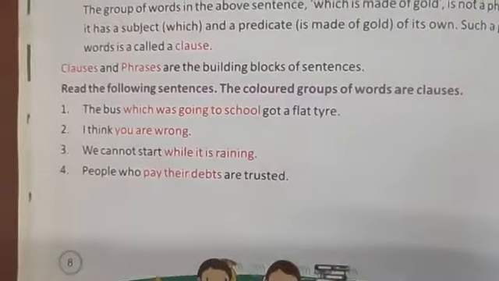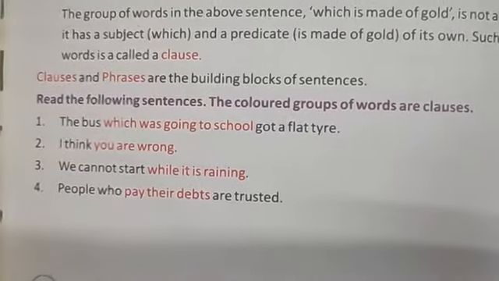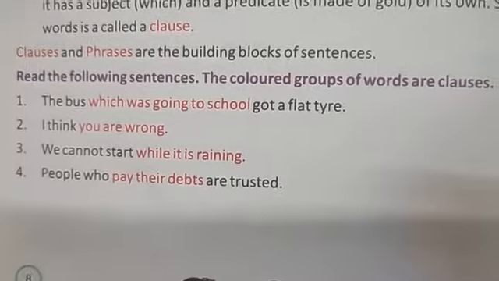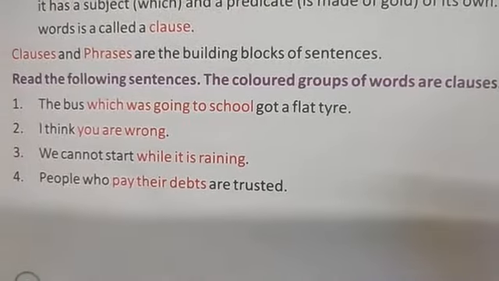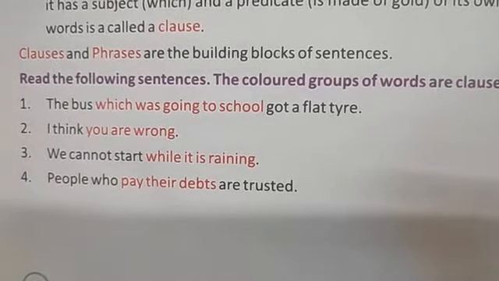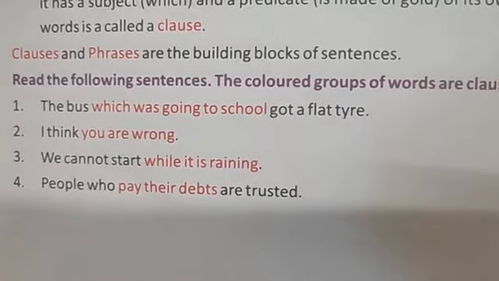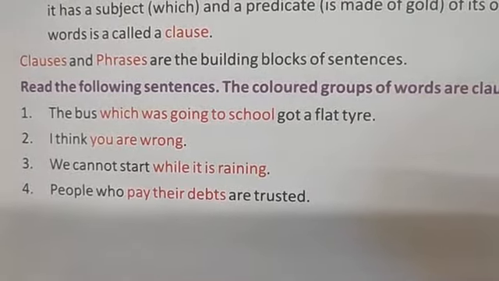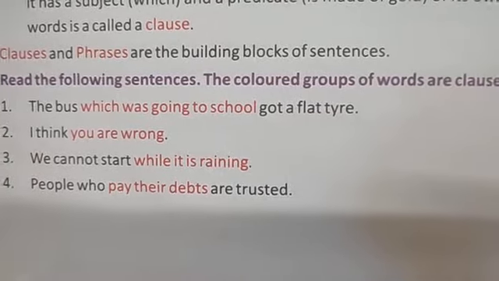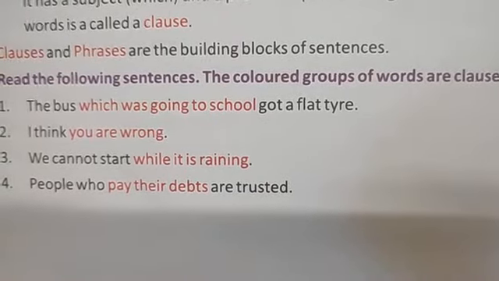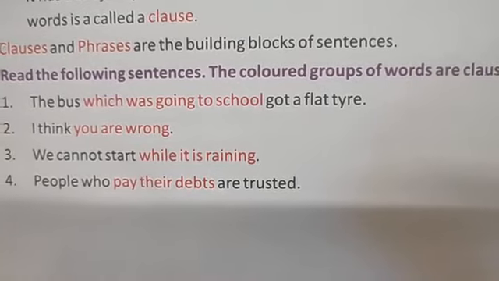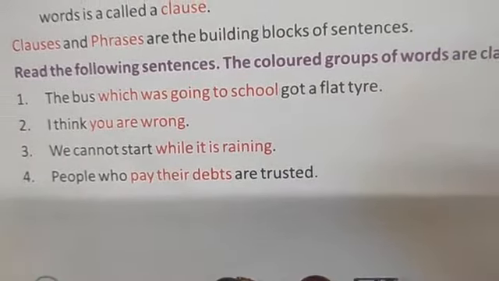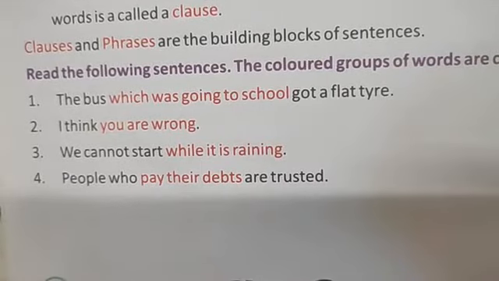See, the bus which was going to school got a flat tire. I think you are wrong. We cannot start while it is raining. People who pay their debt are trusted. All these are my sentences, and the words that are in red are the clauses or phrases. Clear?